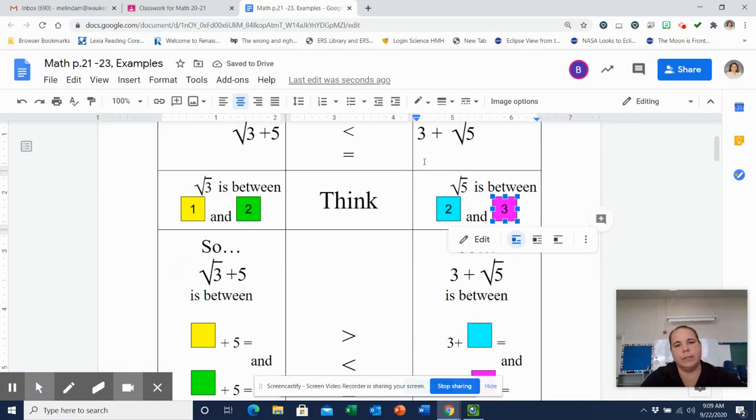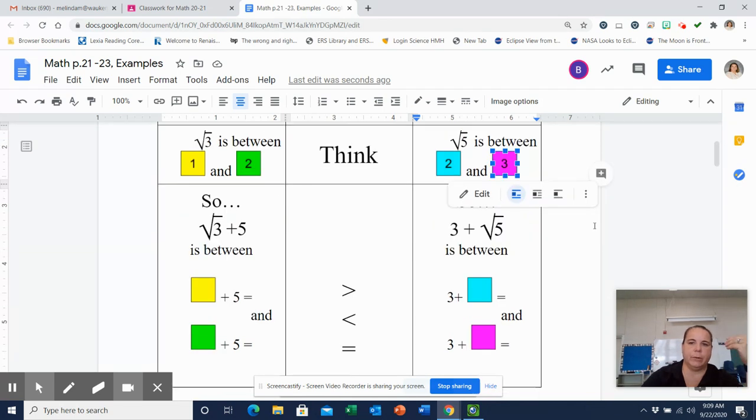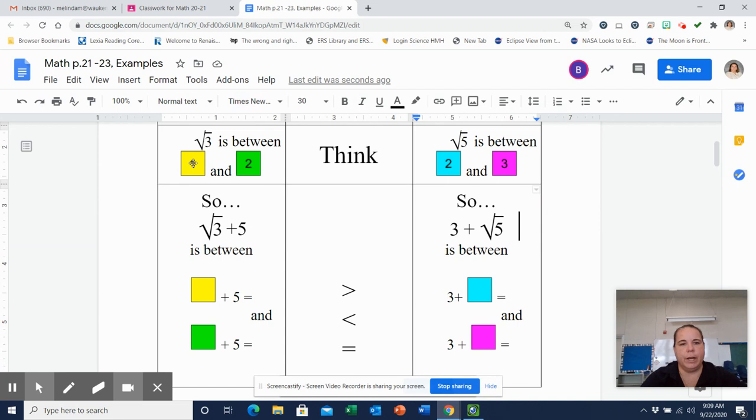This is the part you have to think. You have to think, hey, what is 3 between? What are the perfect square roots that 3 is between? It's between the square root of 1 and the square root of 4, which is 2. And 5 is between the square root of 4 and the square root of 9, which is 2 and 3. Now we need to simplify this expression.